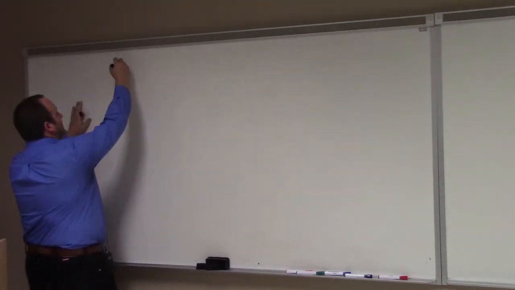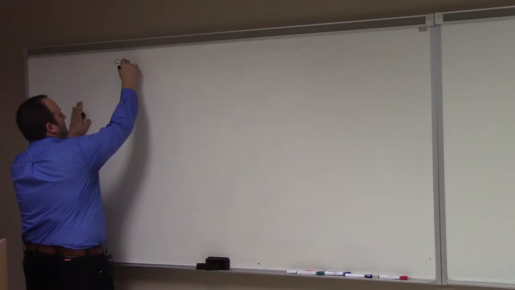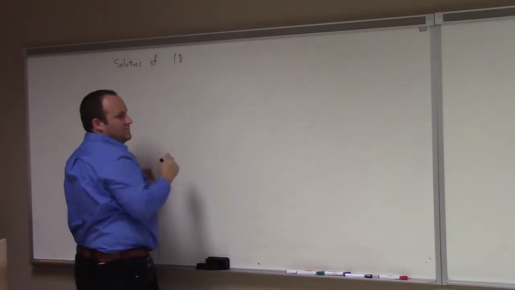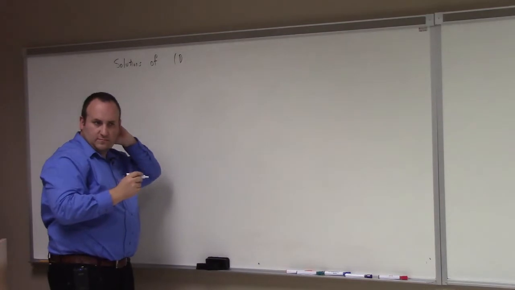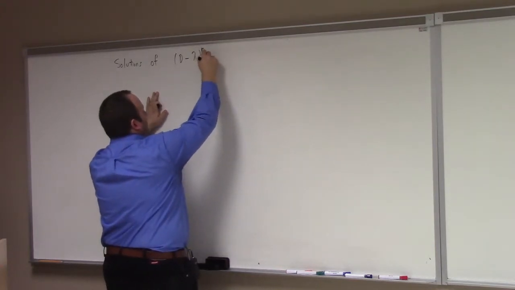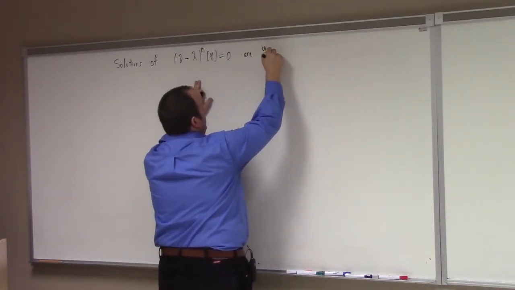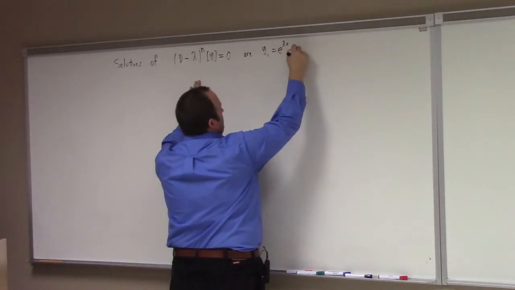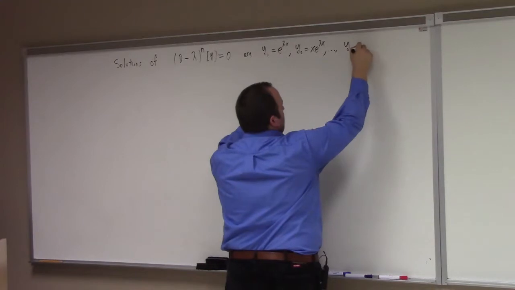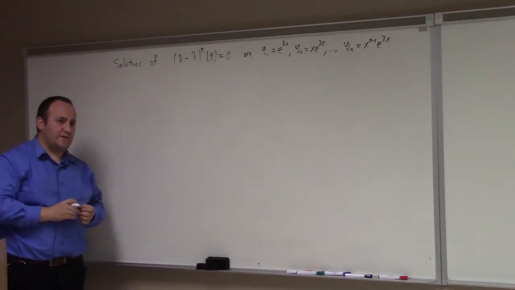Recap. Well, let's say it this way. Solutions of D, did I do plus or minus lambda last time? Minus, okay. So (D minus lambda) to the power, say, n. If I let this operator act on y equal to 0, the solutions are y1 equals e to the lambda x, y2 equals x e to the lambda x, dot, dot, dot, yn equals x to the n minus 1, e to the lambda x. These were solutions to that differential equation, right? We figured that out.